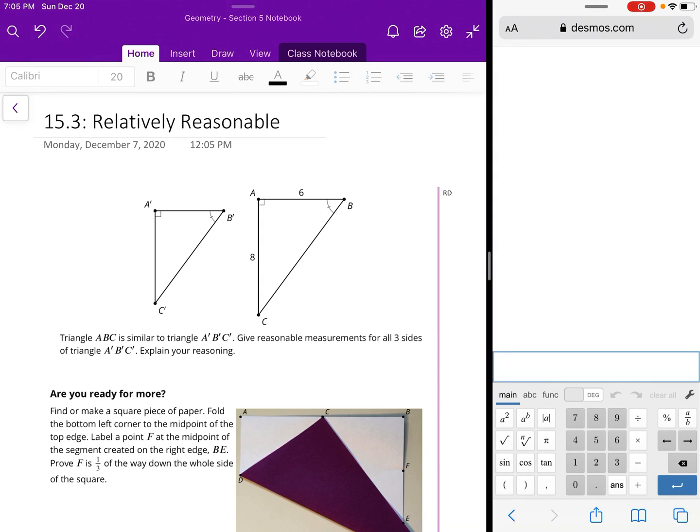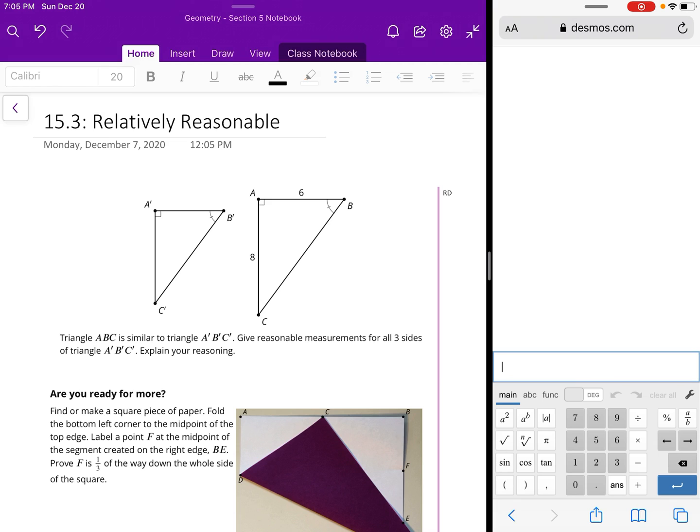All right, so let's take a look at the last couple of lessons in Unit 3, Similarity. And these lessons deal with applying what we know about similar triangles to situations so that we can solve problems. All right, in 15.3, Relatively Reasonable, we have two triangles.